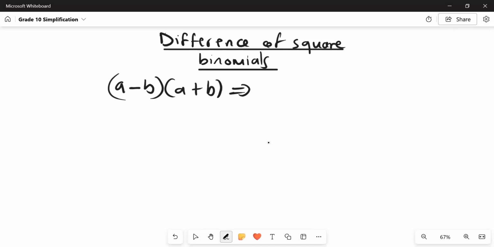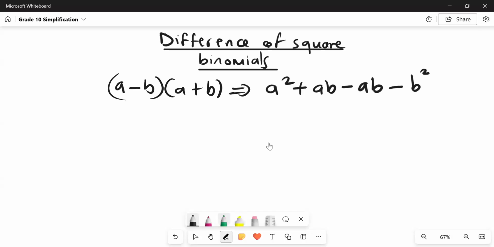You use the FOIL method. A times a, that's a squared. Now a times b, that's plus ab. And then negative b times a, that's minus ab. And then negative b times b, that's minus b squared. But if you check, ab and negative ab cancel each other, right? So now you end up with a squared minus b squared.